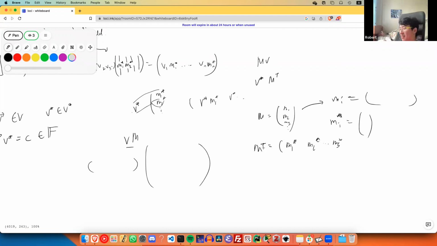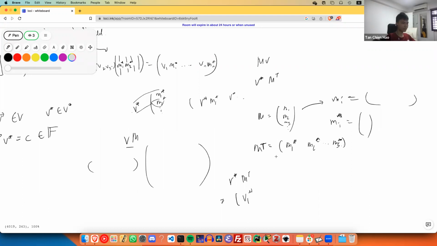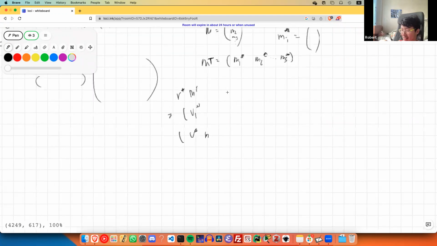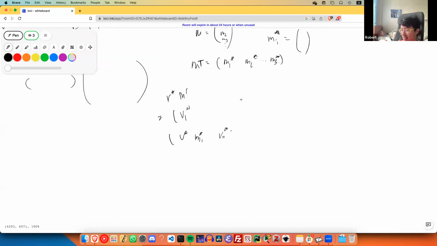Okay, so that was transpose. That was too abusive. So this is M transpose. Now V star M transpose equals V. Okay, now that makes sense, right? Because multiplying these two like this, exactly. Then your result is just V star M1 star, V2 star M2 star, and so on.